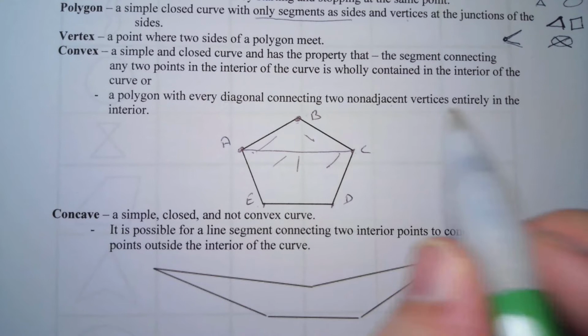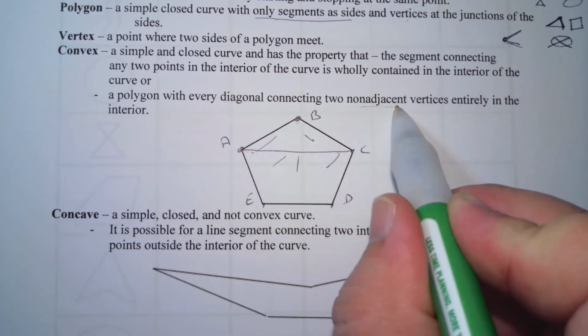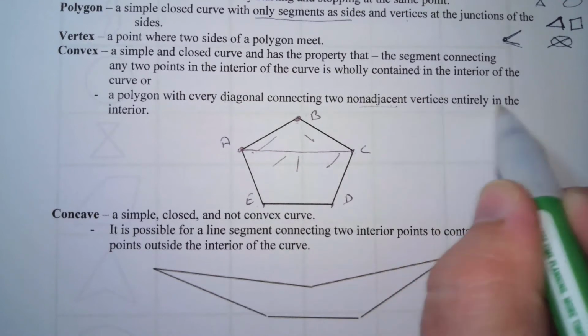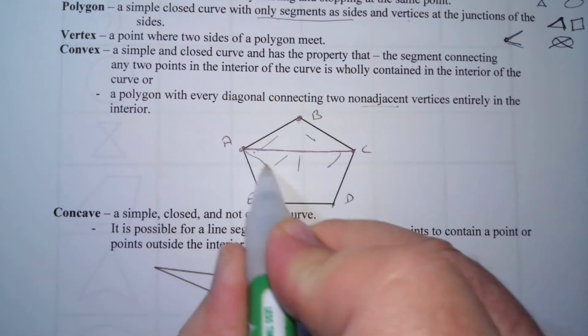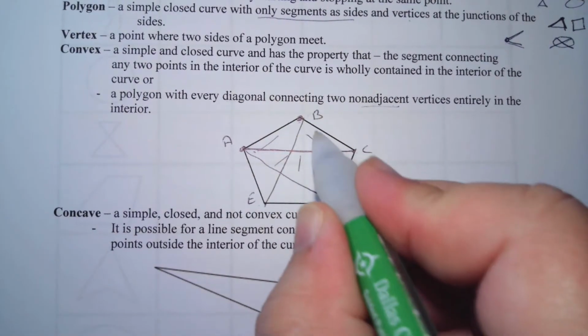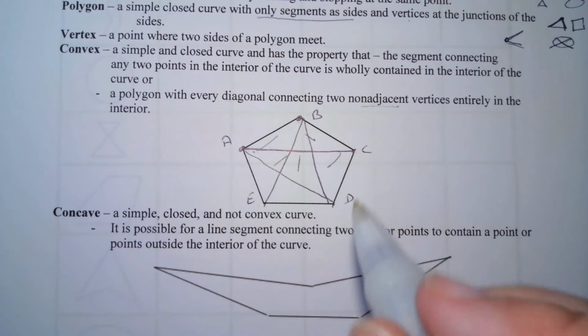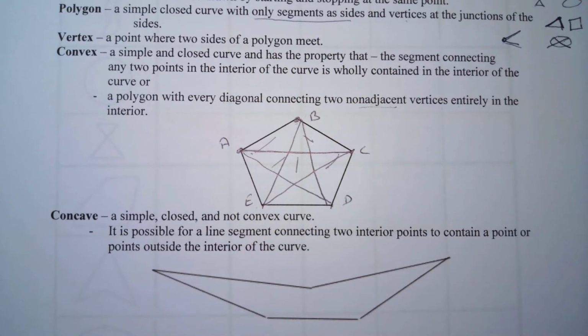They're next to. Adjacent means next to. So these are two vertices that are non-adjacent, entirely in the interior. So between A and C, between A and D, those are diagonals. Between B and E, B and D, between C and E, and C and A. So that's what we're saying.